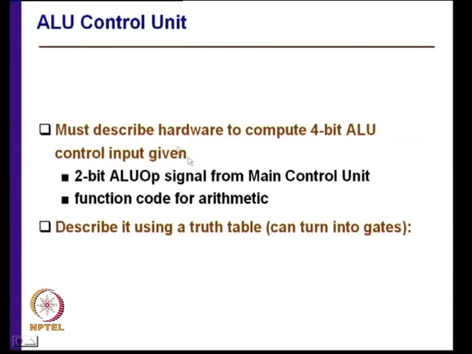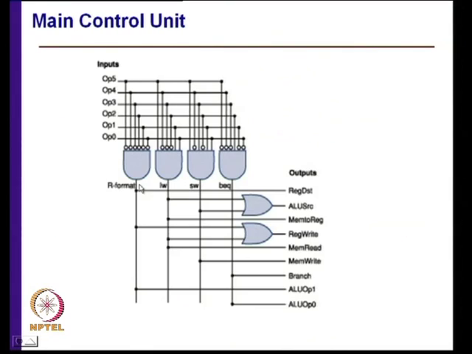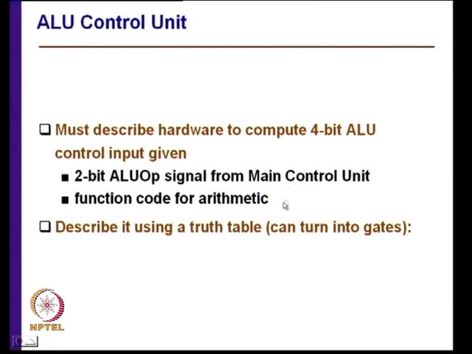Now, let us focus on the ALU control unit. This ALU control unit must describe the hardware to compute the 4-bit ALU control input. That means the ALU control unit receives input from 2 sources, as I have already shown you. It receives the 2-bit ALU operation signal, ALU operation 1 and ALU operation 0, along with the 6-bit opcode. Those inputs lead to the generation of the 4-bit ALU control signals.